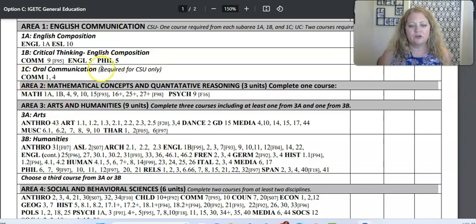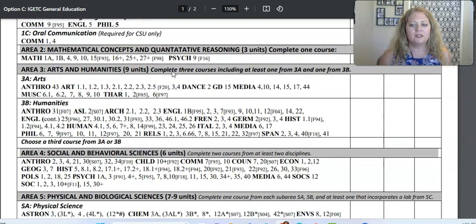For a CSU, so this is required for a CSU, you need Comms 1, pure public speaking, or Comms 4, which is interpersonal communications. So you need one of those classes, but only if you're applying to a CSU, not the UC.